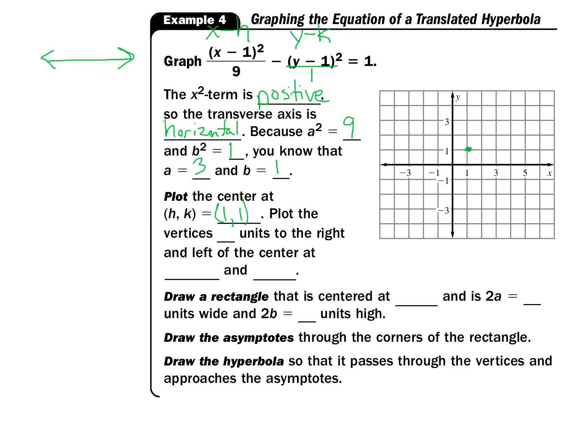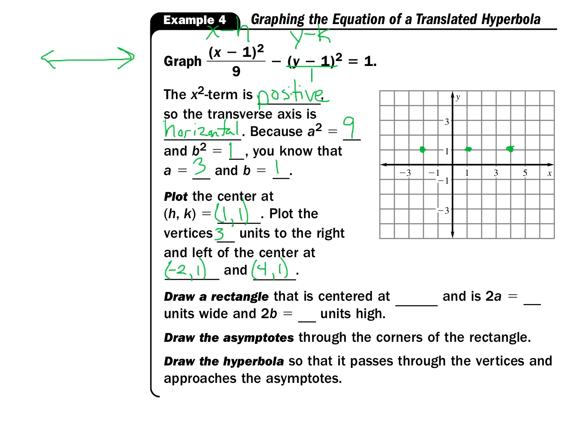We will plot the vertices, a units to the right and left, so that would be 3 units. So you use a to determine how far over. So we count out 1, 2, 3 to the right, and 1, 2, 3 to the left. And so that means that our vertices are at -2, comma 1 and 4, comma 1.